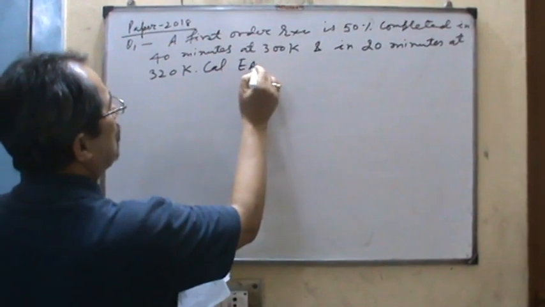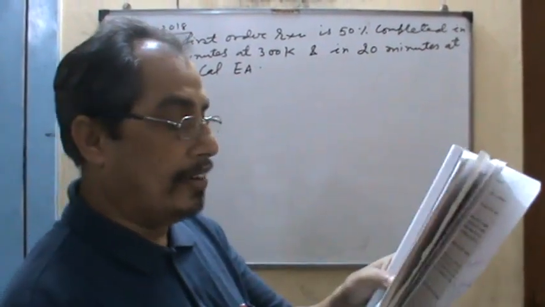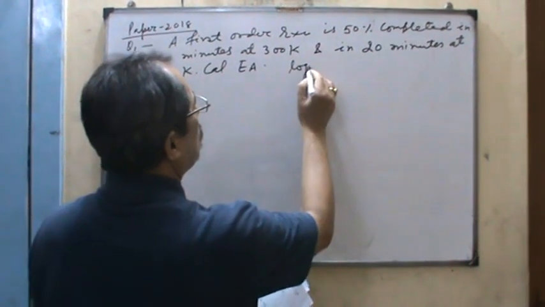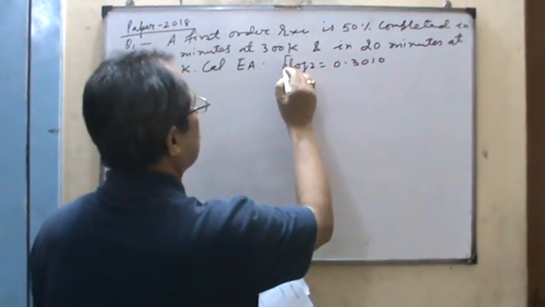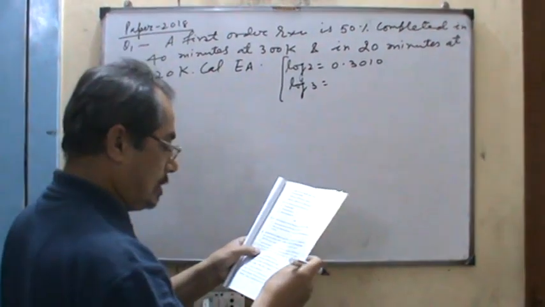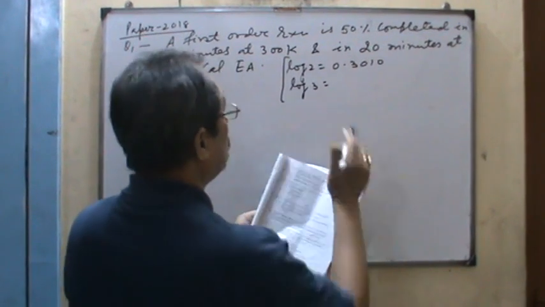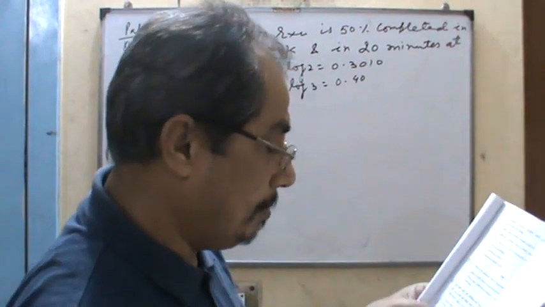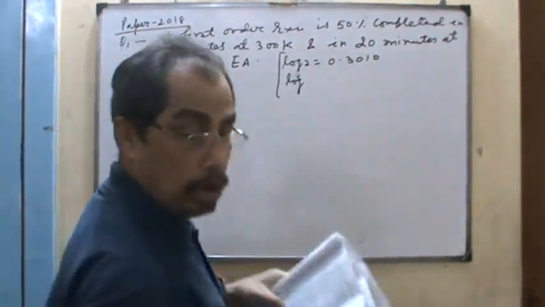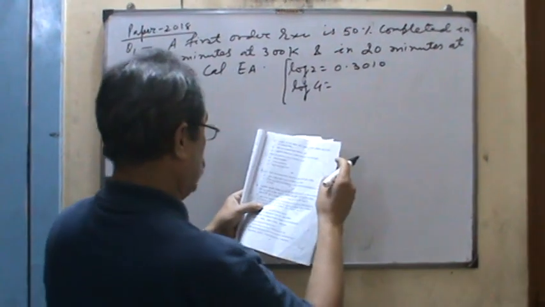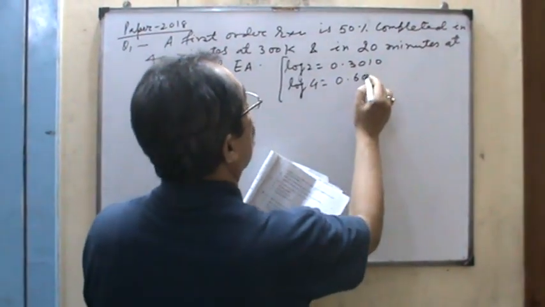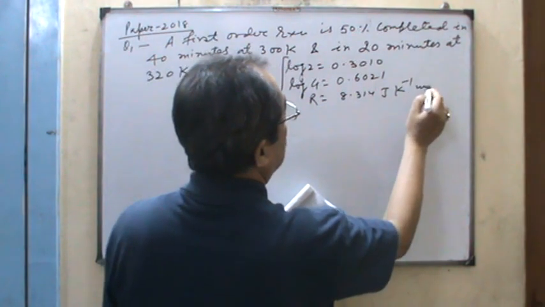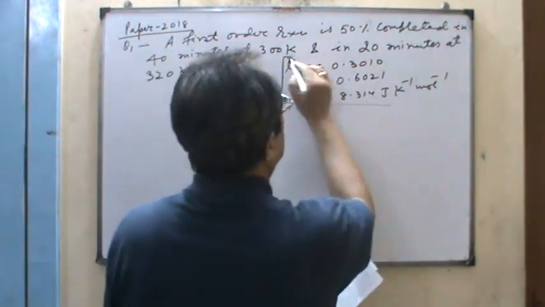Calculate the activation energy. And in the data, log values are nowadays given in the question paper. Log 2, you remember? Log 2 is 0.3010. Log 3 is not given, it is most probably 0.4. Log 4 is given in the question paper, 0.6021. R is given here, 8.314 joule Kelvin inverse mole inverse, and that is the data given in the numerical.